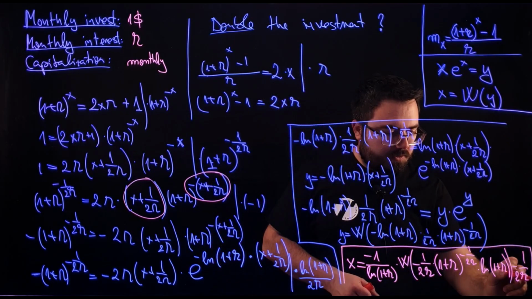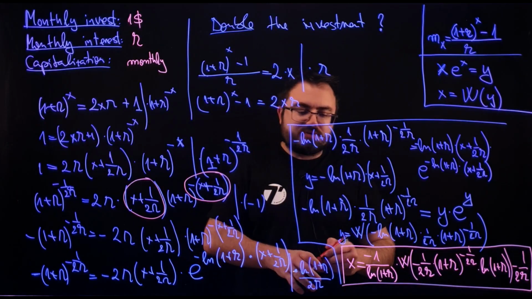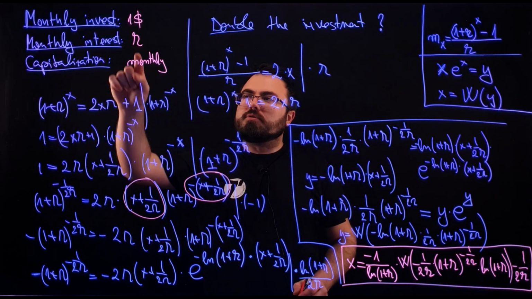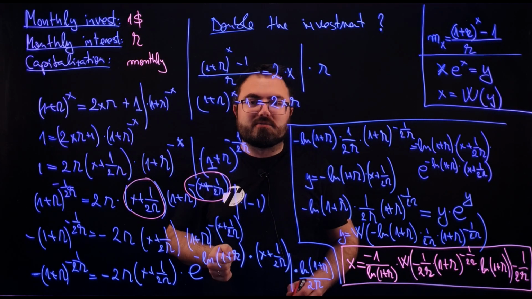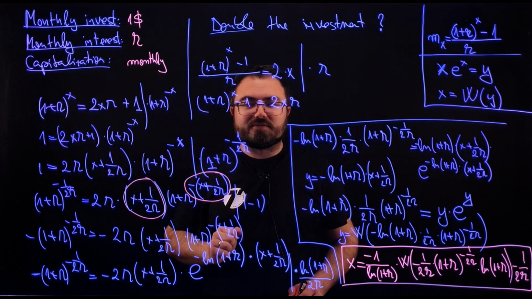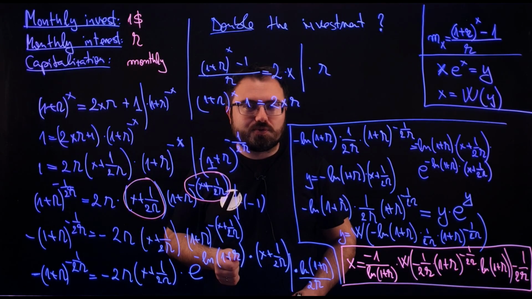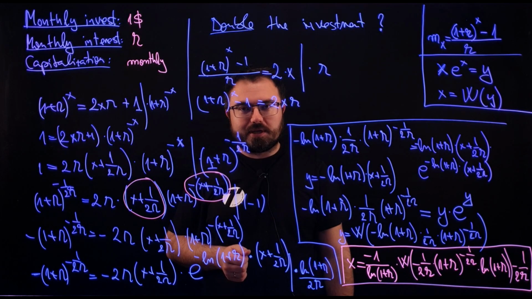So this right here, my dear friends, is the amount of time in which, if you invest $1 per month with an R rate of interest, with monthly capitalization, you will double your amount of money. Thank you for watching.